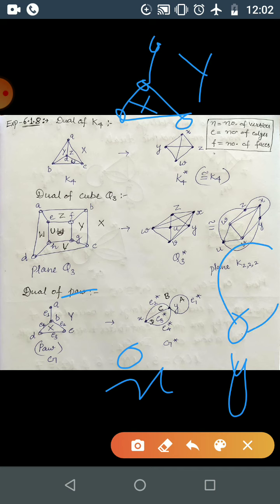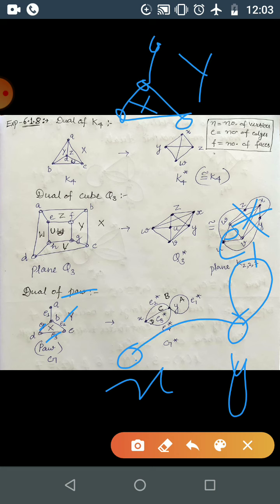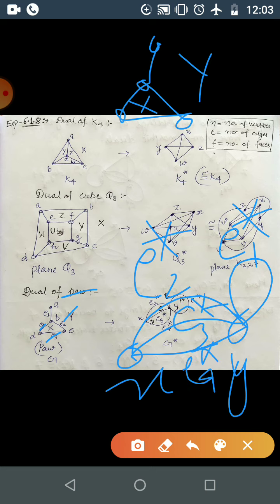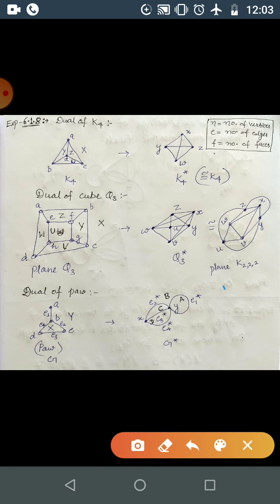So this will be a loop from y to y, and between x and y how many edges are there? These faces x and y meet at E2, E3, E4. So this loop one is E1 star, and then E2, E3, E4. So these will be between x and y as parallel edges. Okay. So this is E2 star, this is E3 star, and this is E4 star. Okay. So this is how we draw this dual.